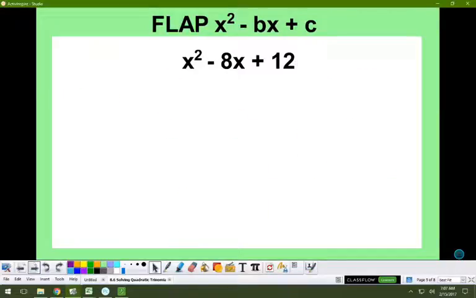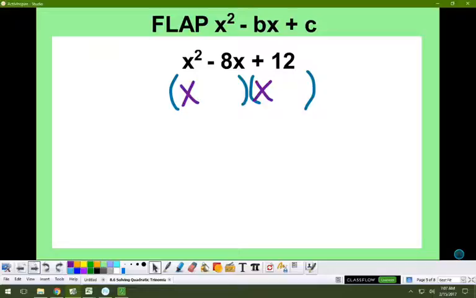Okay, so now we're going to go to the next flap that on the outside has x squared minus bx plus c. If you open that flap up, you should have x squared minus 8x plus 12. We're going to start this problem the same way. We're always going to set up our two sets of parentheses to start with. And we always look at our first term and see what multiplies to get x squared. Well, in all of these cases, it's going to be x and x first to get x squared.